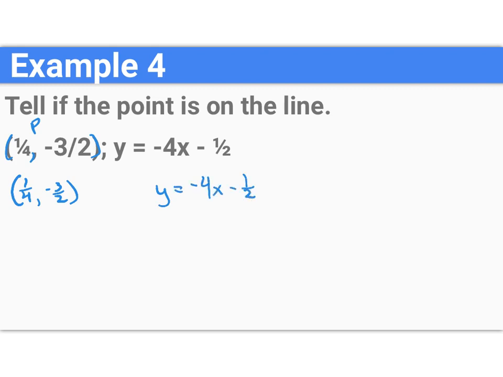Okay, so let's just put it in. -3/2. Does it equal -4 times 1/4 minus 1/2? Let's see. -1 minus 1/2 is -2/2 minus 1/2, which is -3/2. It does equal -3/2. So this point is on this line.